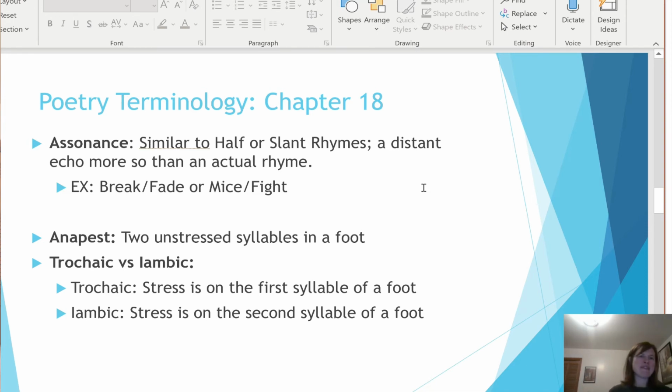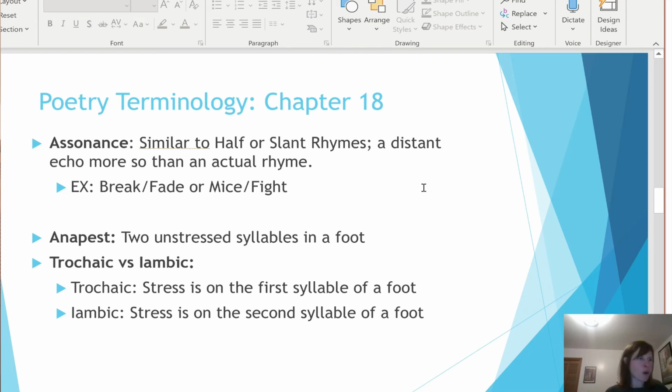So with break and fade, they have that high A sound. So that break, fade, they have that upper A sound. And then mice and fight have that same I sound to them too. So they're not really rhyming, but the vowels have a similar echoey sound to them that a lot of poets, if they're trying to skirt the line, will use. They'll be like, oh yeah, it's assonance, just throw it in there. It sounds poetic. It's just a stylistic choice.